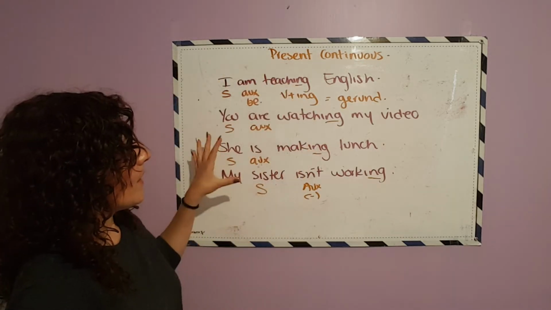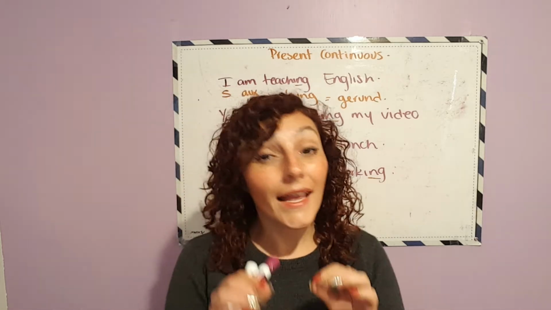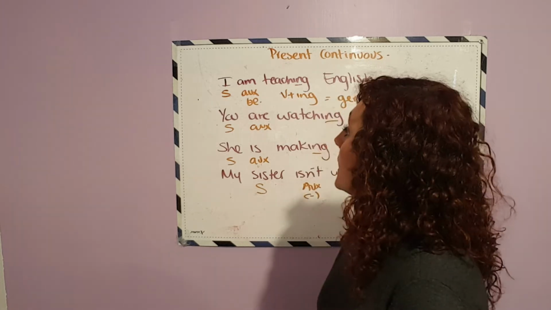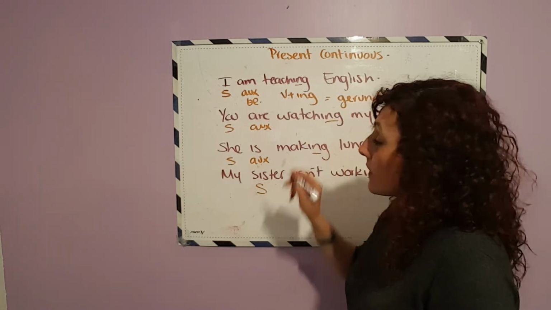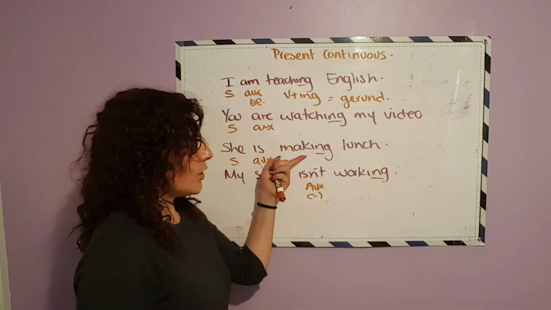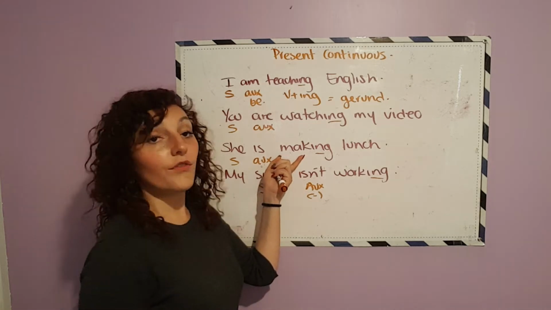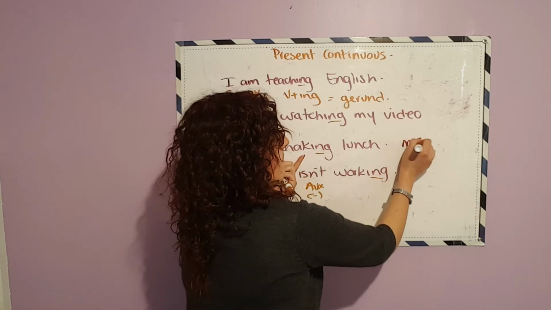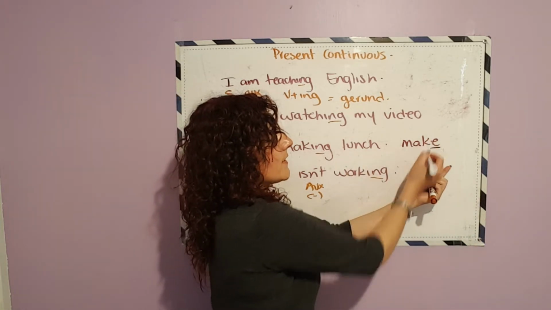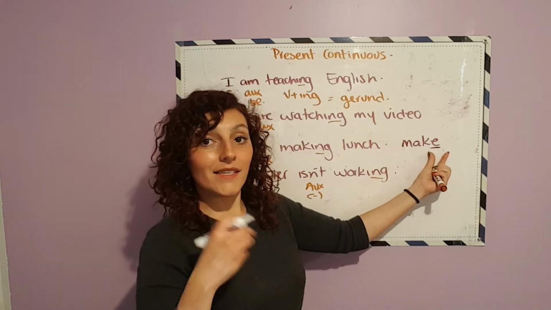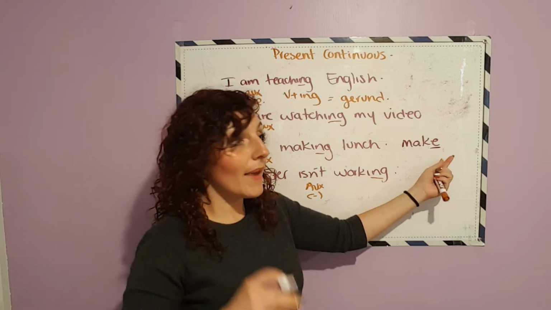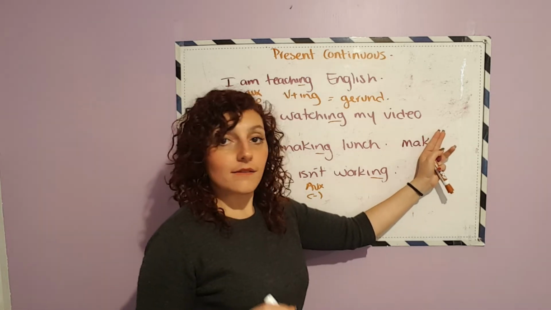Now, remember that these activities are in progress at this moment, okay? So when you are speaking, the activity is in progress. Now, as you can see, there are some irregular conjugations and you have to modify the verb. The original form or the simple form of making is make. Now, the last letter of your verb is E. But this E is silent. You don't say make or makey. You say make. The E doesn't sound.